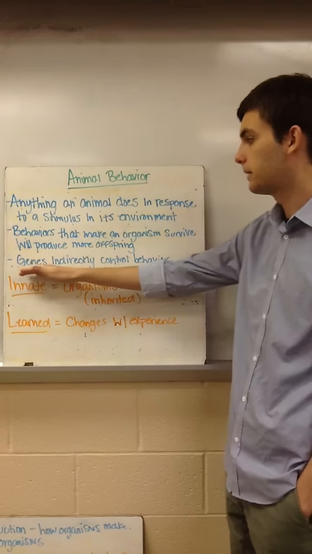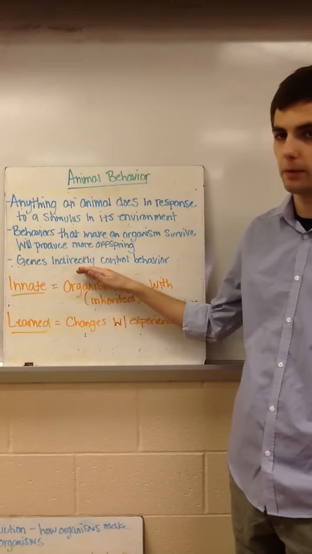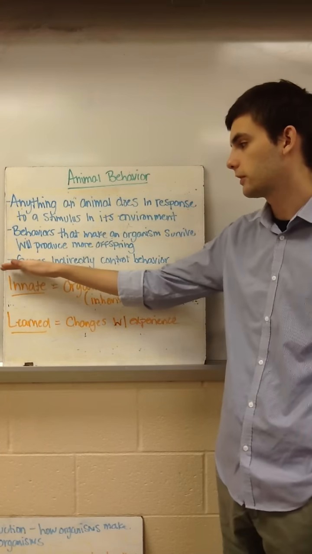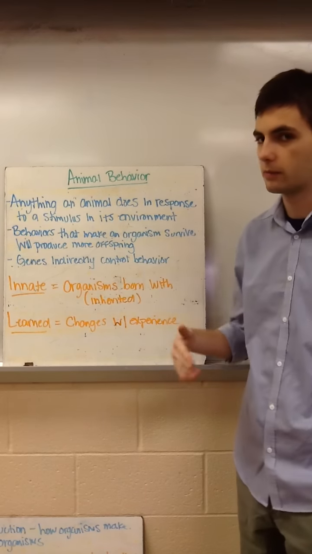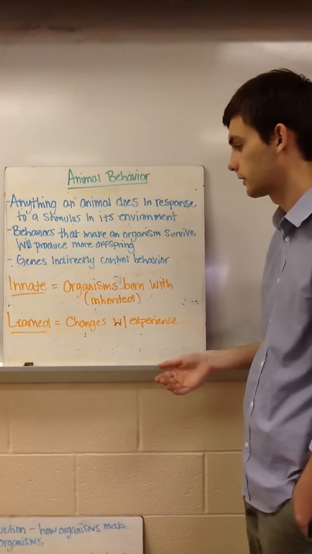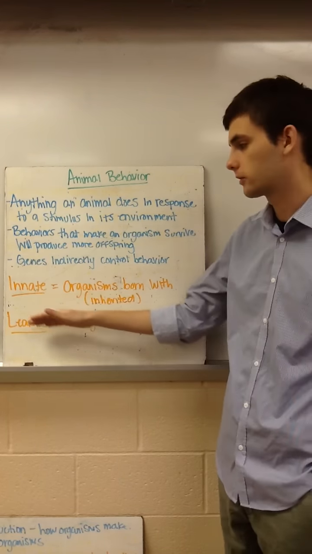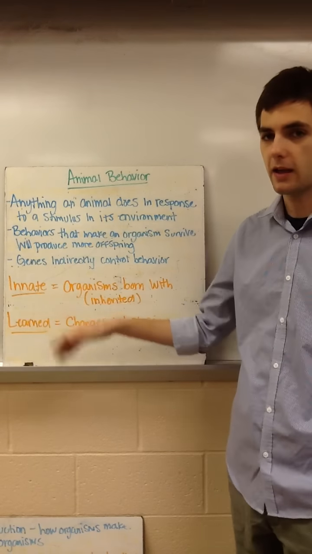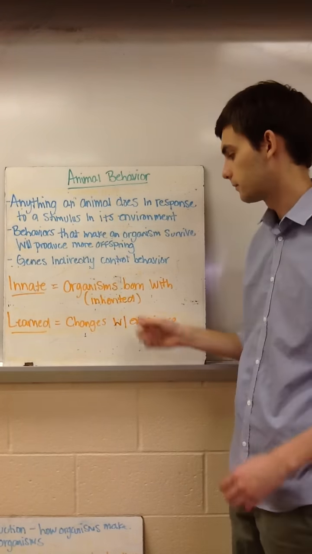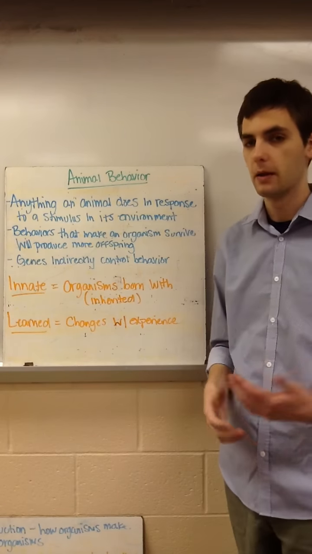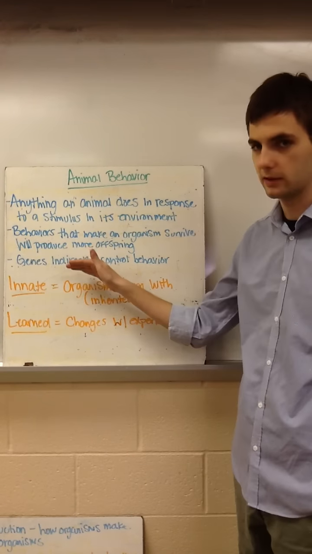And behavior is indirectly controlled by our genes. So this is a hot topic in genetics right now, but do know that animal behaviors are controlled by genes indirectly. There are two types of behaviors, innate and learned. Innate behavior is a type of behavior that an organism is born with. So this is inherited from parents, and that's where the genetics comes in.